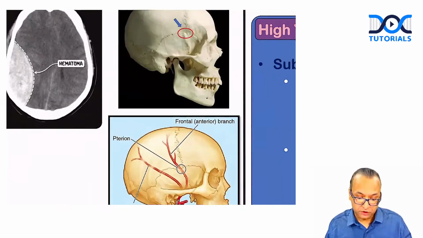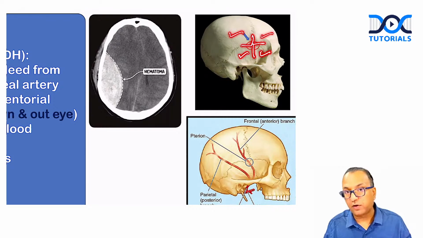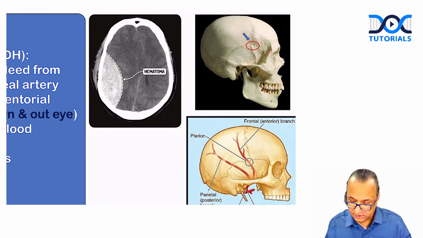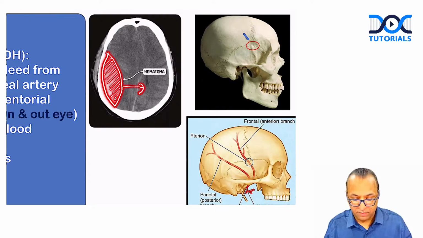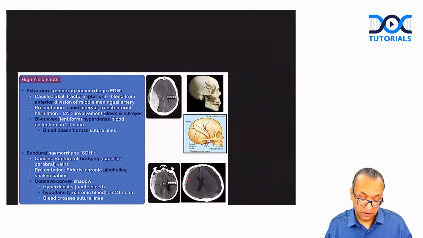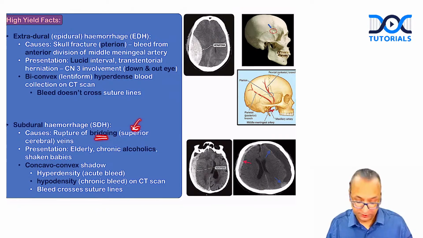Let me zoom. So fracture at the pterion, meeting point of four bones: frontal, parietal, squamous temporal, greater wing of sphenoid. And it is the anterior division of the middle meningeal artery, which is under the pterion, that might bleed to give extradural hemorrhage. The hematoma is biconvex, may compress, cause transtentorial herniation, third nerve may be involved, down and out eye. And it is whitish, hyperdense because of acute bleed. If you're talking about subdural hematoma, then bridging veins, superior cerebral veins can be damaged. Presentation is usually an elderly patient or maybe a chronic alcoholic, brain shrinking, or shaken babies.